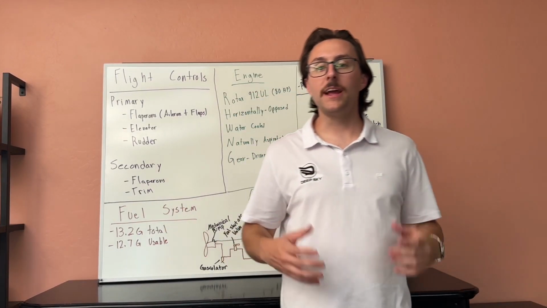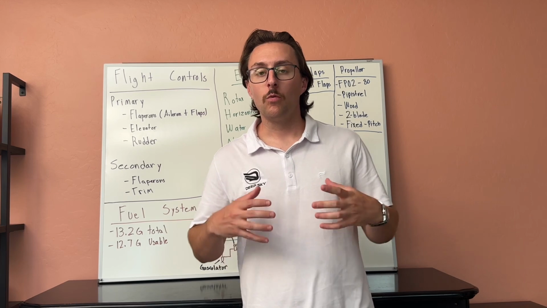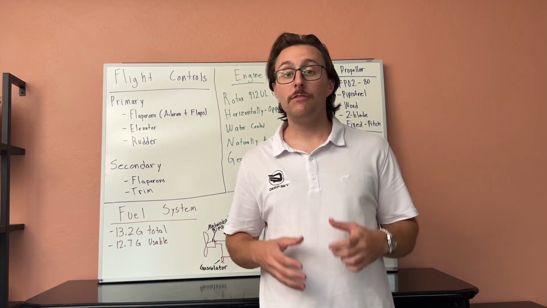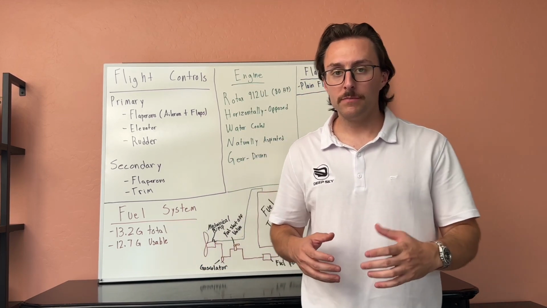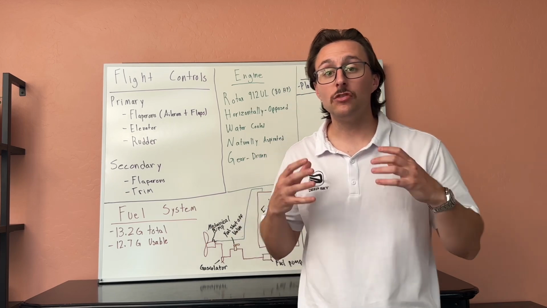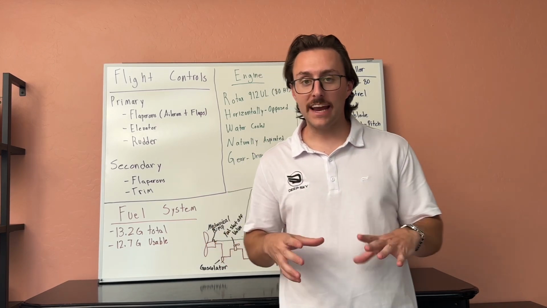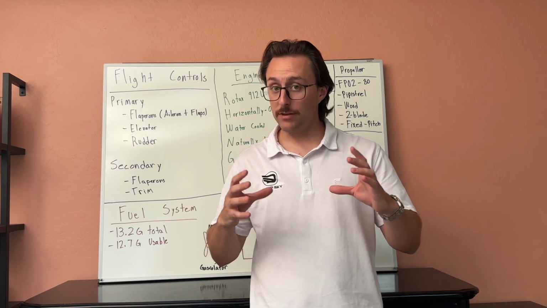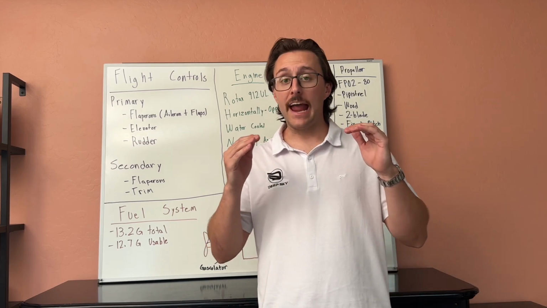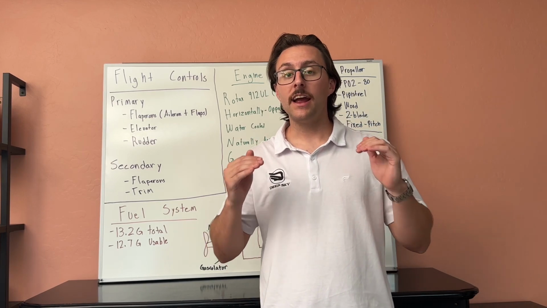Welcome to part 8, Knowing Your Aircraft. We're going to start by going into flight controls. So, flight controls can be broken down into two main groups. It's going to be your primary and your secondary. Your primary traditionally consists of ailerons, elevator, and rudder.